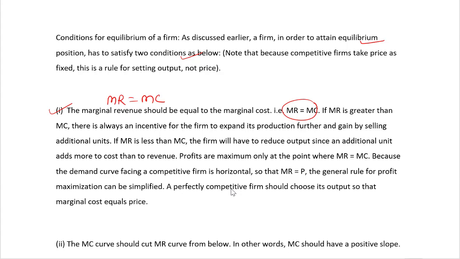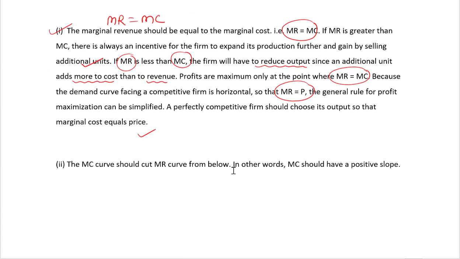There is always an incentive to the firm to expand its production further and gain by selling additional units. If MR is less than MC, that is marginal revenue is less than MC, the firm will have to reduce the output since the additional unit has more cost and adds less revenue. Profits are maximum only when MR equals MC because the demand curve facing the competitive firm is horizontal. So MR equals P, that is price. The general rule for profit maximization can be simplified here: a perfectly competitive firm should choose its output so that marginal cost equals price.